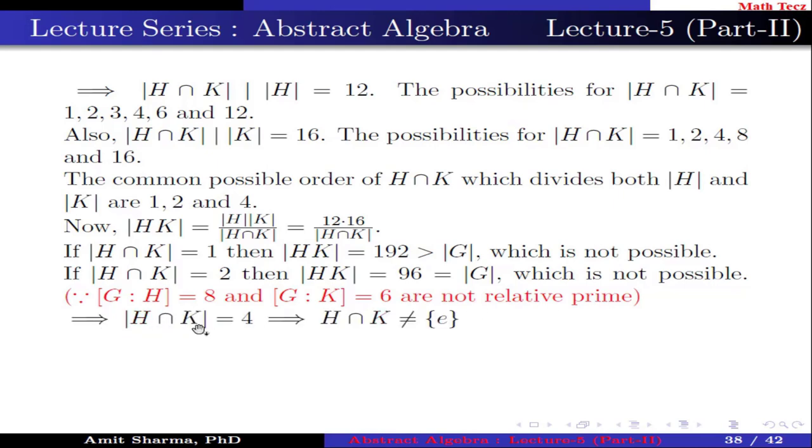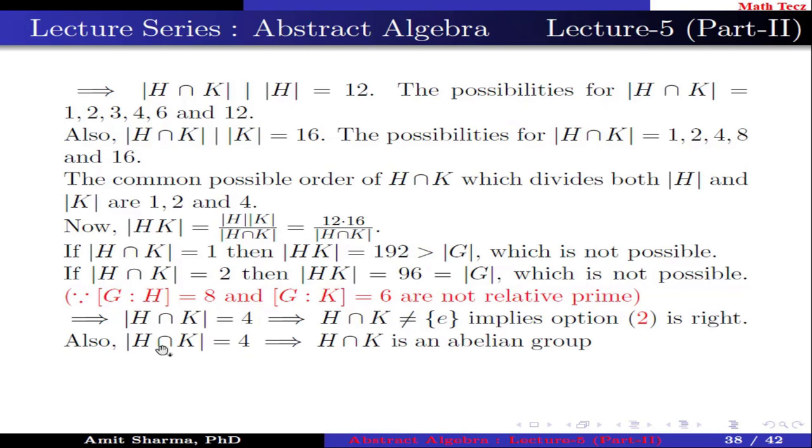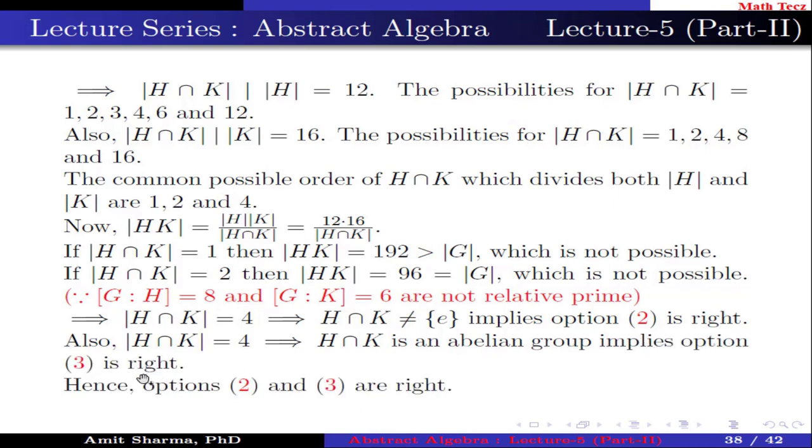This implies order of H intersection K is 4, implies H intersection K is not equal to identity, implies option 2 is right. Also, order of H intersection K is 4, implies H intersection K is an abelian group, implies option 3 is right. Hence, options 2 and 3 are right.